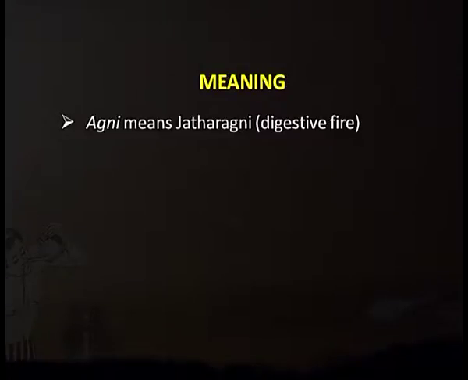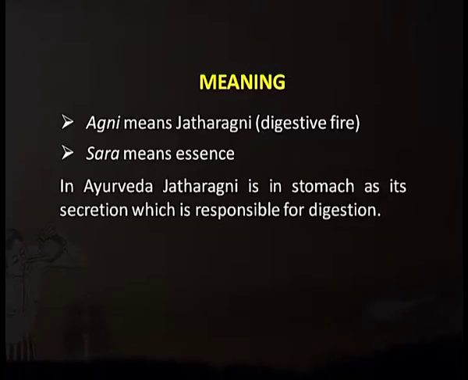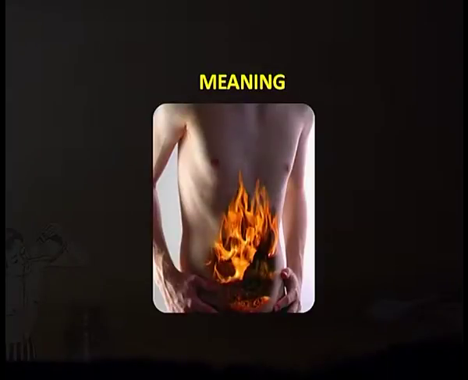Here agni means jatharagni. Jatharagni means the digestive fire, and sara means essence. In Ayurveda, jatharagni is in the stomach as its secretion, which is responsible for digestion. So agnisara kriya means activating the digestive fire, or cleansing with the essence of fire. Ayurvedic texts describe many different types of agni, but here we only focus on jatharagni. Jatharagni means the essence of fire, which is responsible for digestion. In other words, jatharagni means the digestive juices, digestive enzymes, which are responsible for digestion.